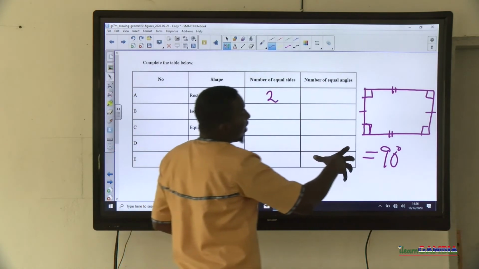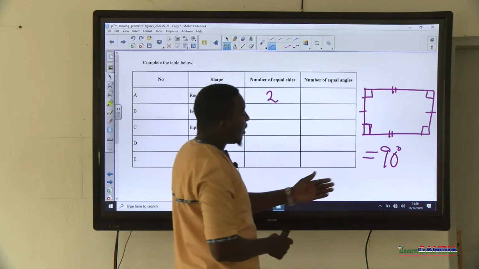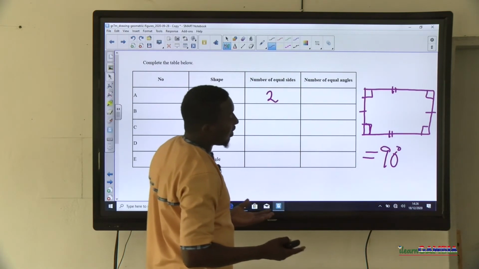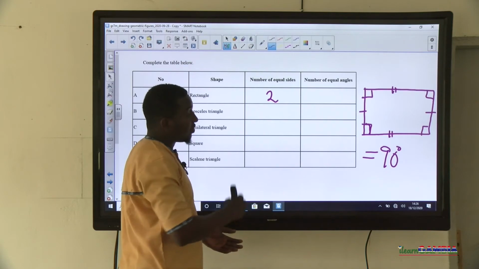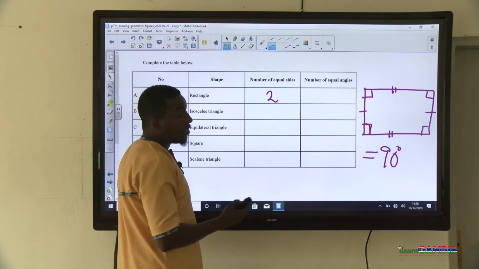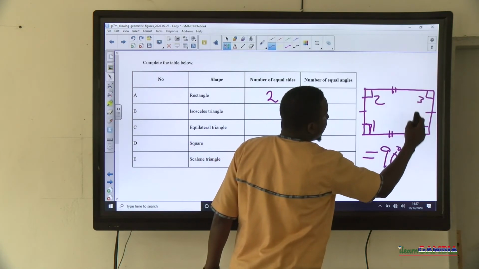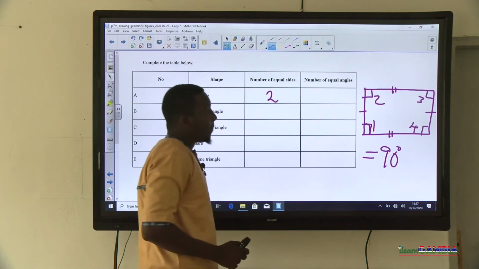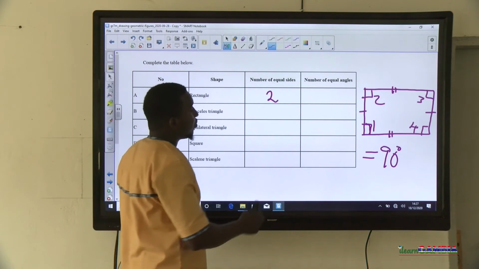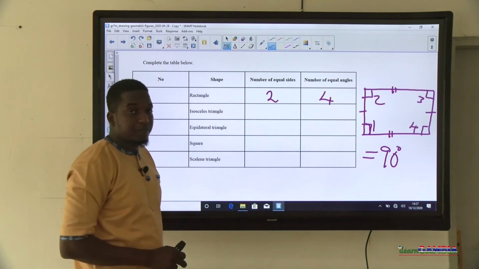So all the angles that are formed in a rectangle are all equal to 90 degrees. So in this rectangle, how many angles do we have there that are equal to 90 degrees? Obviously, they are all equal to 90 degrees, but how much are they? If you confirm, we have 1, 2, 3, 4. We have 4 angles that are equal in the rectangle. So the number of equal angles is equal to 4.